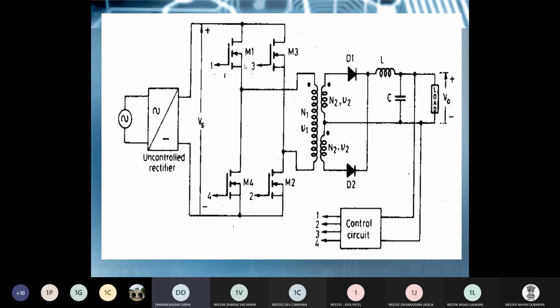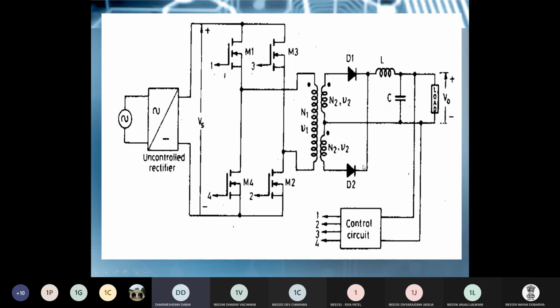Now turn off M1 and M2 by force commutation and then turn on M3 and M4. In this case current is flowing from the positive terminal through M3, the lower terminal of this primary winding, the upper terminal, M4, then the negative terminal. You can see that now the direction of current in the primary is reversed. So positive polarity at the lower side, negative at the upper side. Polarity is also changed on the secondary side: minus, plus, minus, plus. In this case D2 is forward biased, D1 is reverse biased.